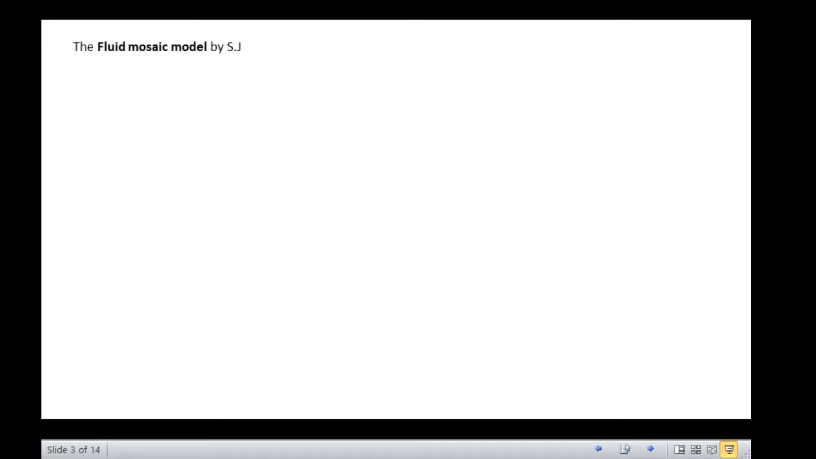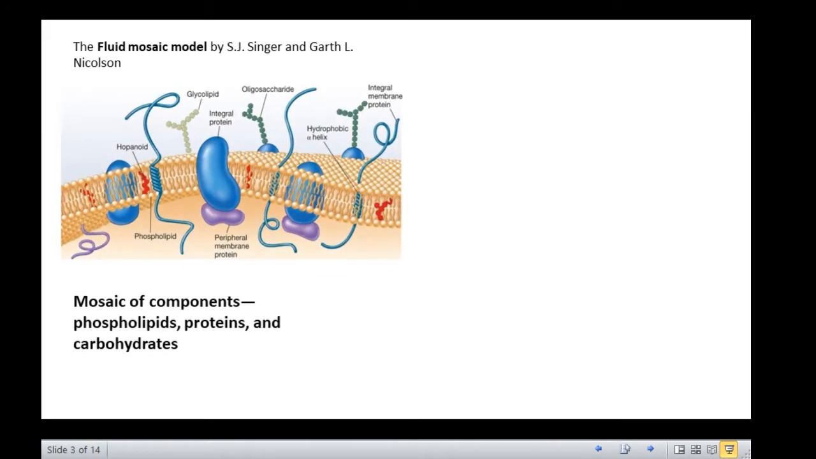The fluid mosaic model by Singer and Nicholson is the most widely accepted model for membrane structure. The fluid mosaic model describes the structure of the cell membrane as a mosaic of components including phospholipids, proteins, and carbohydrates that gives the membrane a fluid character. In other words, it describes the membrane as a fluid combination of phospholipids and proteins. Carbohydrates attach to lipids, that is glycolipids, and to proteins, and extend from the outward facing surface of the membrane. Let us now study the lipid and protein composition in more detail.